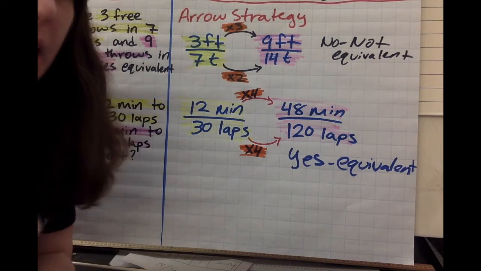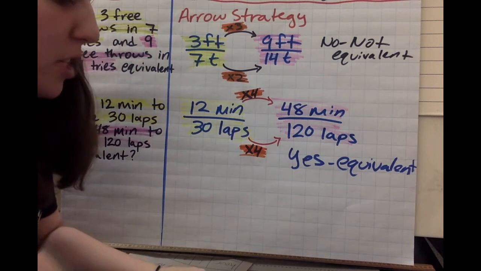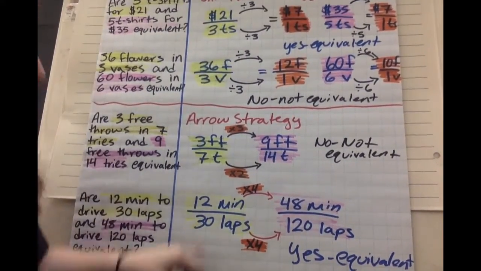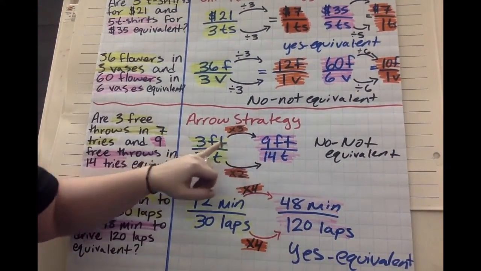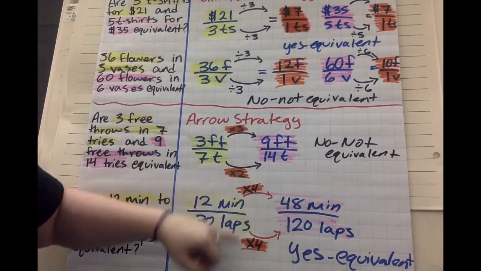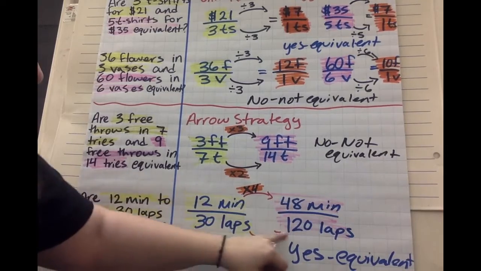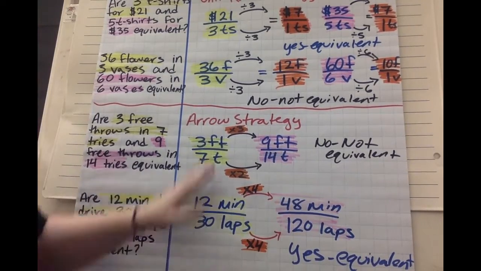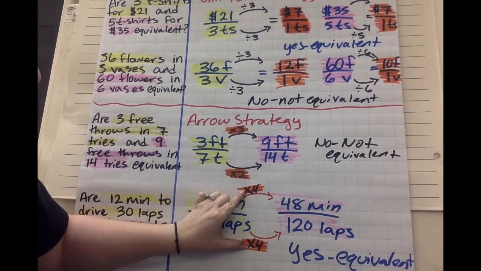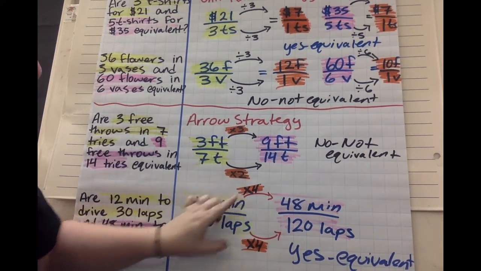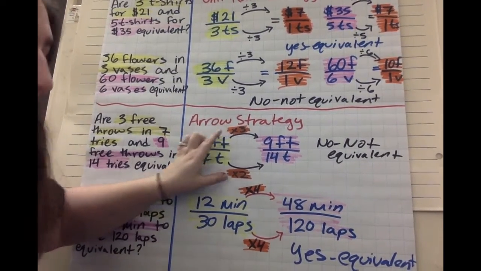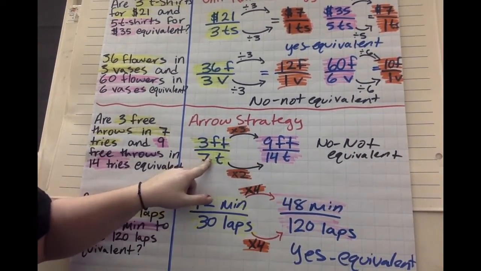Okay. And that's pretty much our strategies. So just a quick review. Our two strategies were, one, use the arrow strategy. On the arrows, you look at the numbers that you multiply by. So I'm comparing these two numbers from my arrows. If they are the same, yes, these ratios are equivalent. If they are not the same, no, these ratios are not equivalent.